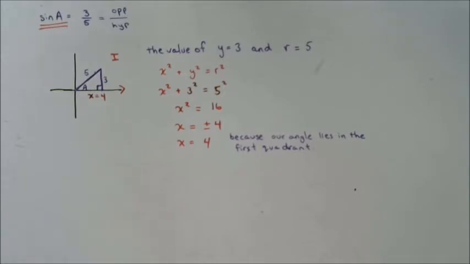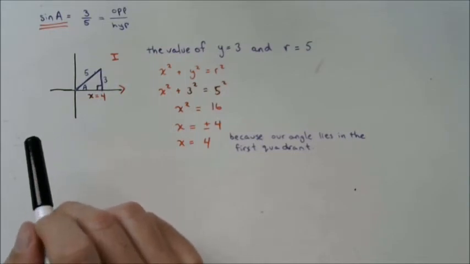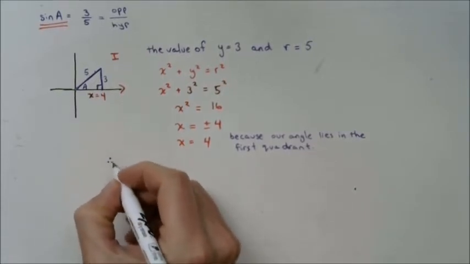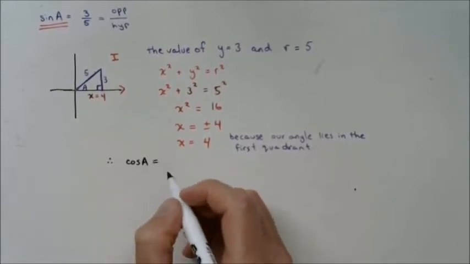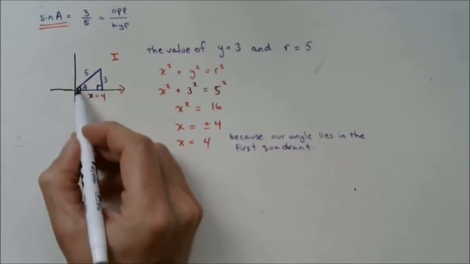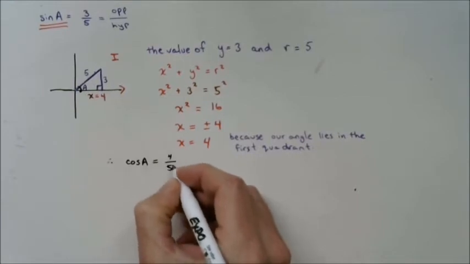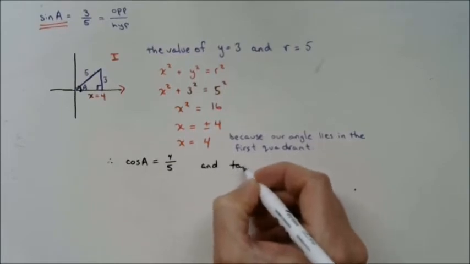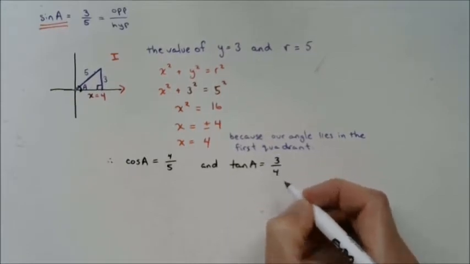Okay, now that we have all three values around our right angle triangle, we can finish part A of example 1, determine the exact values for the cosine of A and the tangent of A. Therefore, cosine of A, which is adjacent over hypotenuse, is 4 over 5. And the tangent of angle A is opposite over adjacent, which is 3 over 4.